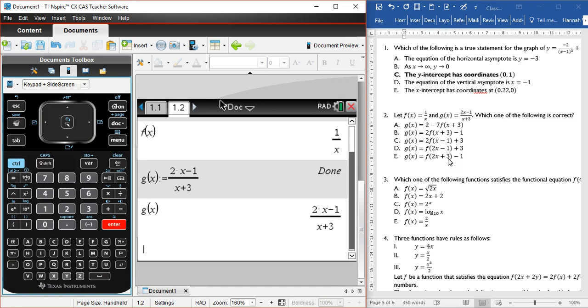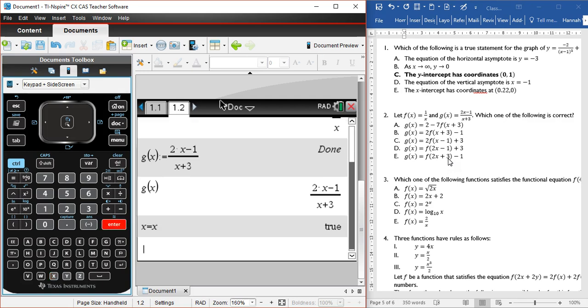So, for example, if I have x equal to x, this equation, which is very obvious, is true for every single value of x. Regardless of what x is, obviously x will equal x, which means that if you type that into the CAS and hit enter, it will say true.